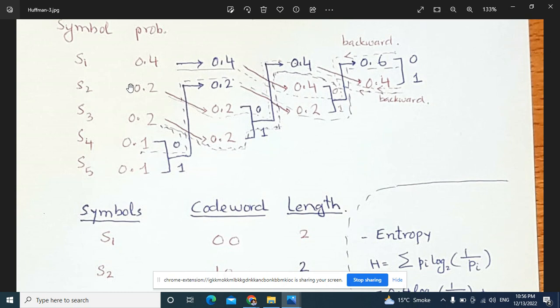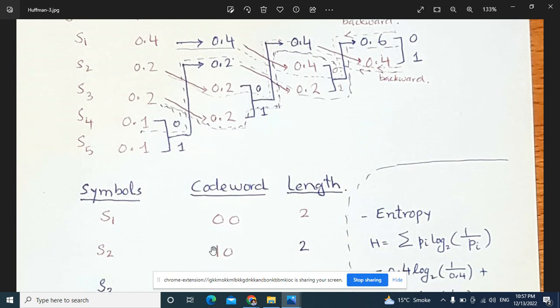The second is S2. You need to move from here to there, and then there, and then from here to there, and then it ends. When you need to see the code word, you need to go backward. So this is 1, and then here, and then this one, and then this is 0. So it is 1 0. So S2 is 1 0.